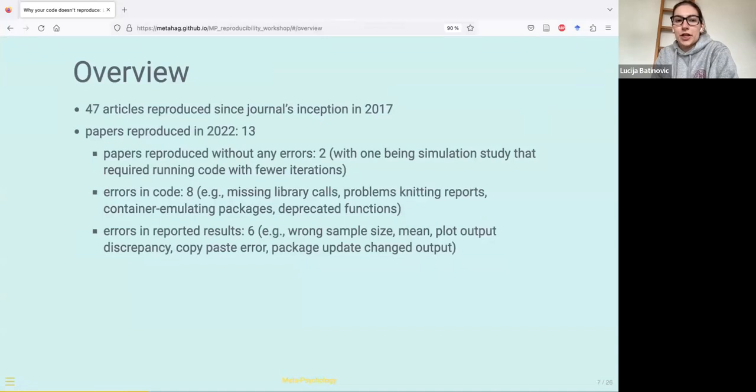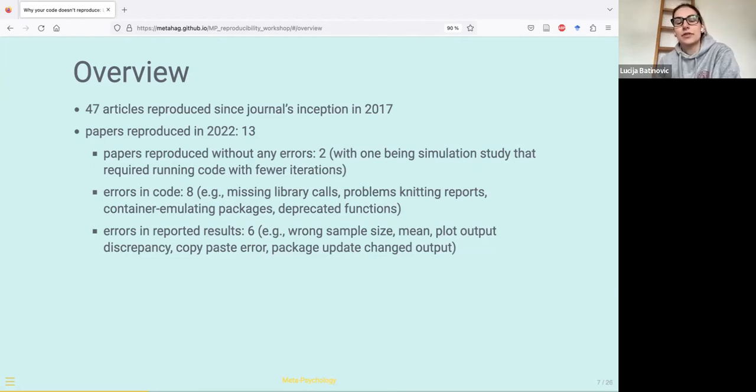Just an overview of the articles that we have reproduced. Since the journal has started, there have been 47 articles that were reproduced. And by this, we mean we reproduced all papers that actually had something to reproduce. We also publish commentaries or theoretical papers that don't have analysis in them. But every paper that has something to reproduce, we have done reproducibility checks on them. And last year, we had 13 papers that had to be reproduced.